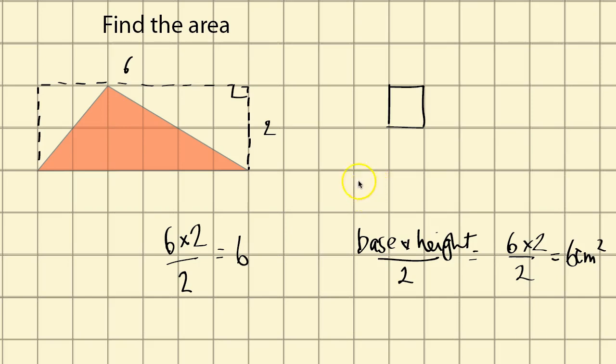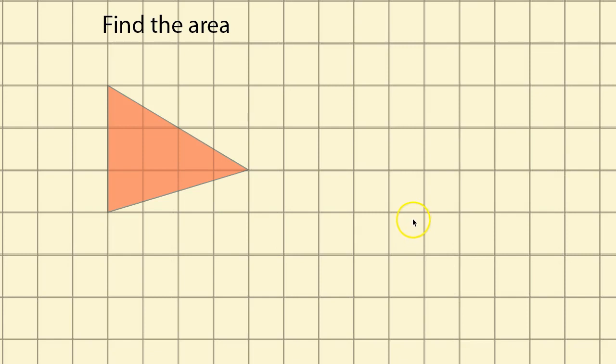Get ready for another example. I am going to put it up now. So here's the example I'd like you to try. Please find the area, pause the video and have a go.